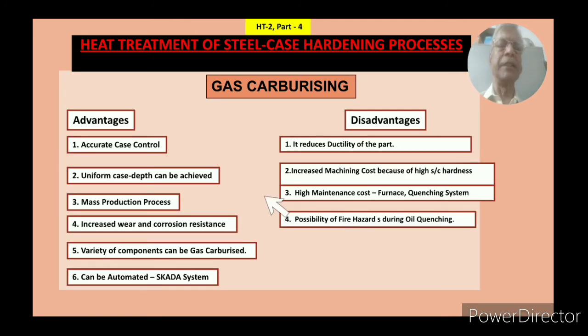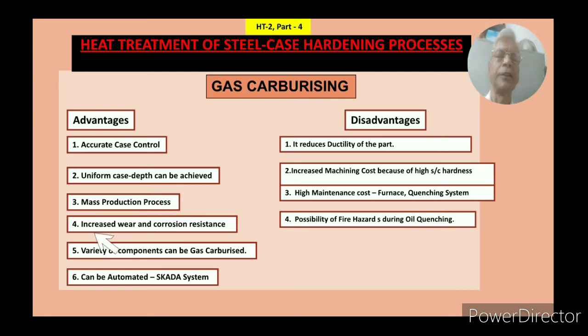Then what are the advantages and disadvantages? First of all, it has very good case control, as compared to other processes. Then uniform case depth can also be achieved. Then mass production. This is very popular for mass production as compared to solid carburizing or liquid carburizing. This is the major carburizing process which is used for mass production purposes. So wherever mass production is required, you have to go for gas carburizing.